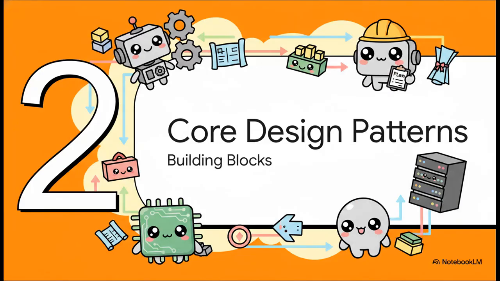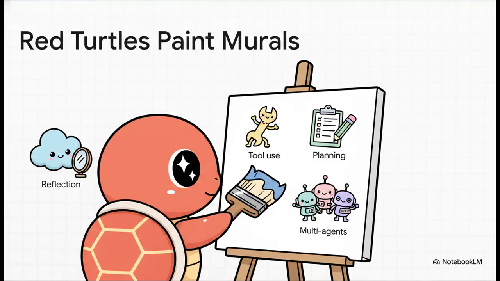Moving right along to Section 2. 4 core design patterns. If you're going to architect agentic workflows, you absolutely need to understand the fundamental building blocks established by the industry leaders. Now, I love a good memory trick, and here's one that'll definitely stick with you. Red turtles paint murals. Pretty catchy, right? This stands for reflection, tool use, planning, and multi-agents. These are the 4 foundational agentic design patterns.